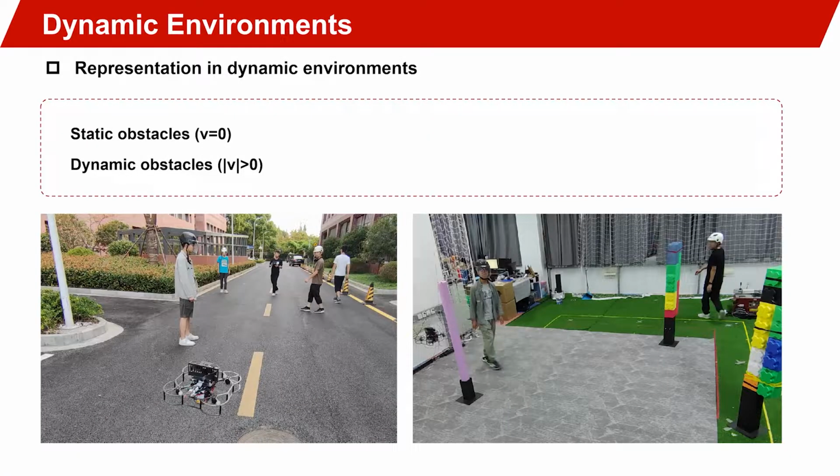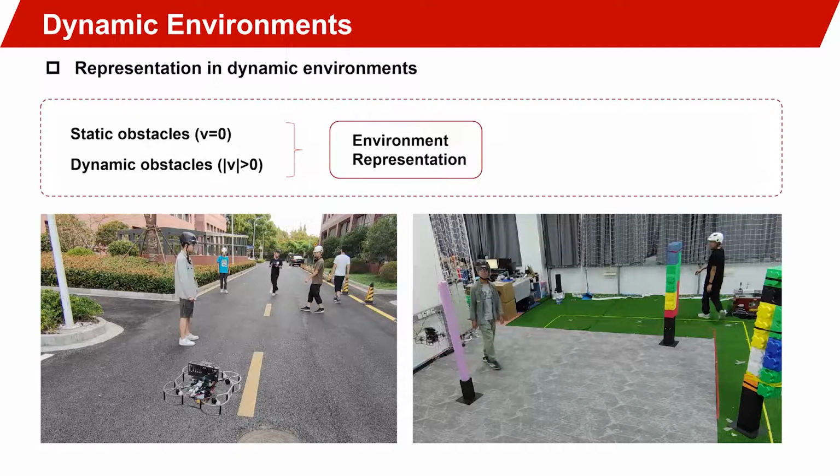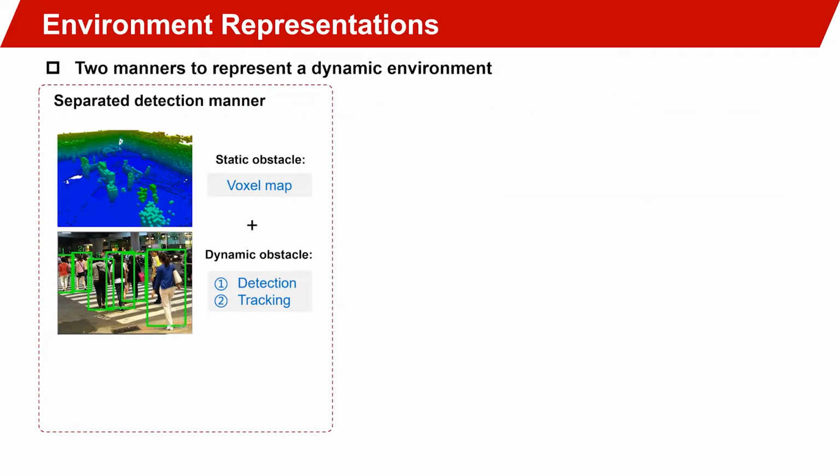To realize tasks like obstacle avoidance in dynamic environments, both static obstacles and dynamic obstacles should be sensed and represented. Currently, two manners are used for representations in dynamic environments. The first manner uses traditional static maps, such as the voxel map, to represent static obstacles, and a separate detection and tracking method to represent dynamic obstacles. The limitation is that dynamic obstacles would cause trail noise in the voxel map. The association procedure in tracking is difficult, and only the trained objects can be tracked.